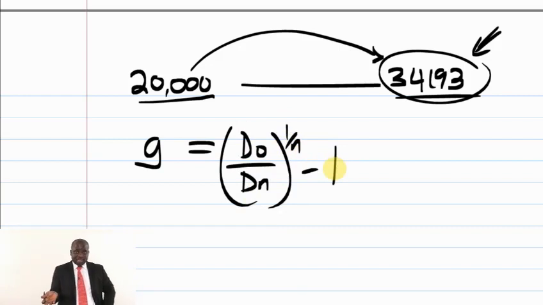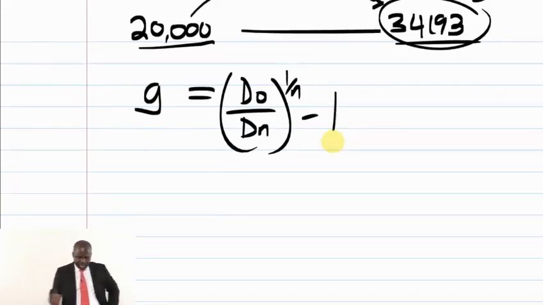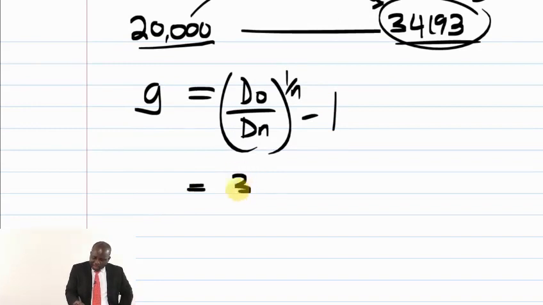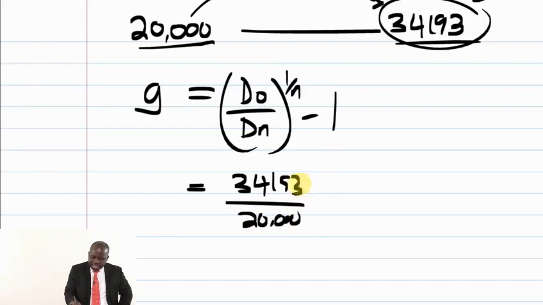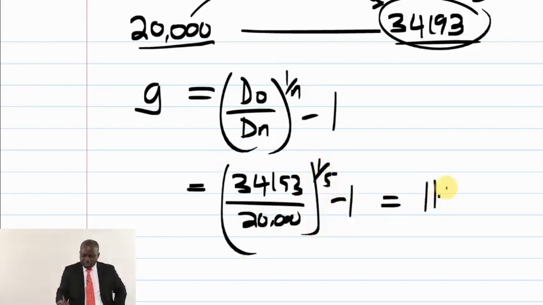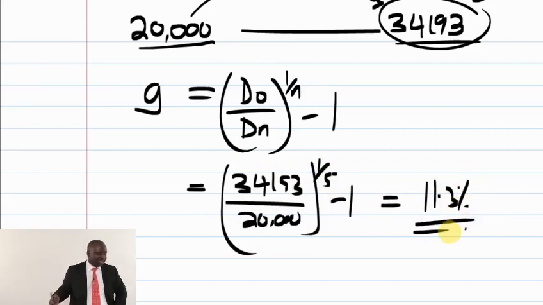So that is the easiest way, instead of you going to calculate whatever we did up there. That's why I was telling you, don't bother yourself to use that approach, because it will waste your time. Okay, so we will say that I've got 34,193 out of the 20,000, over a period of 5 years, minus 1, and this one will give you 11.3 exactly.